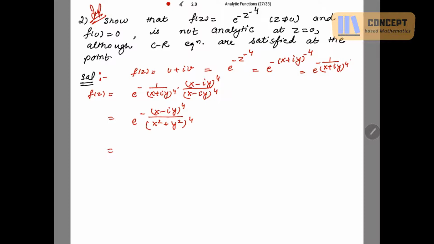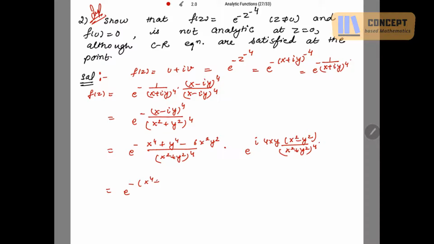Now if you open this using the formula for (a minus b) to the power 4, and equate the real and imaginary parts, just solve this on your own, you will get e raised to the power minus (x4 plus y4 minus 6x square y square) over (x square plus y square) to the power 4, into e raised to the power iota 4xy (x square minus y square) over (x square plus y square) to the power 4.